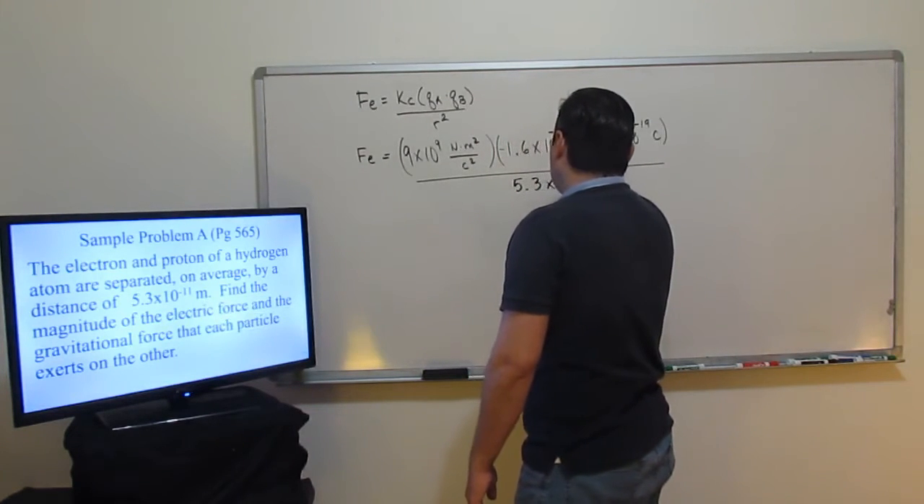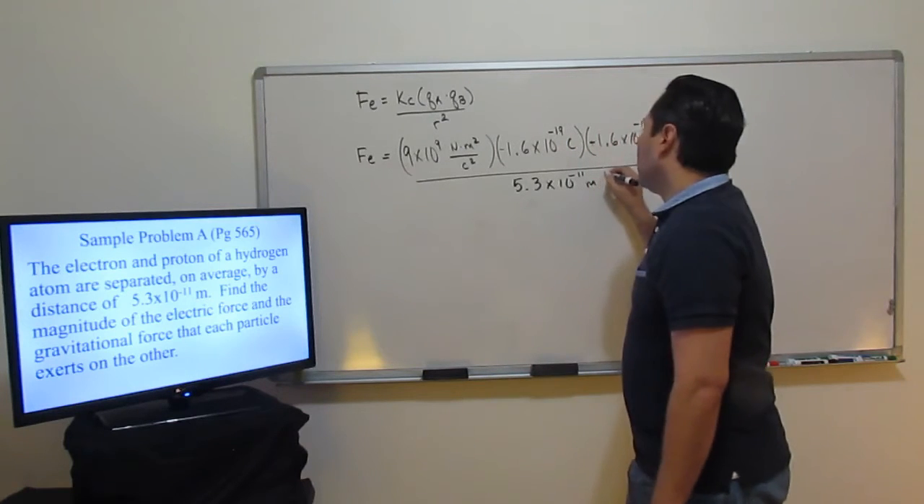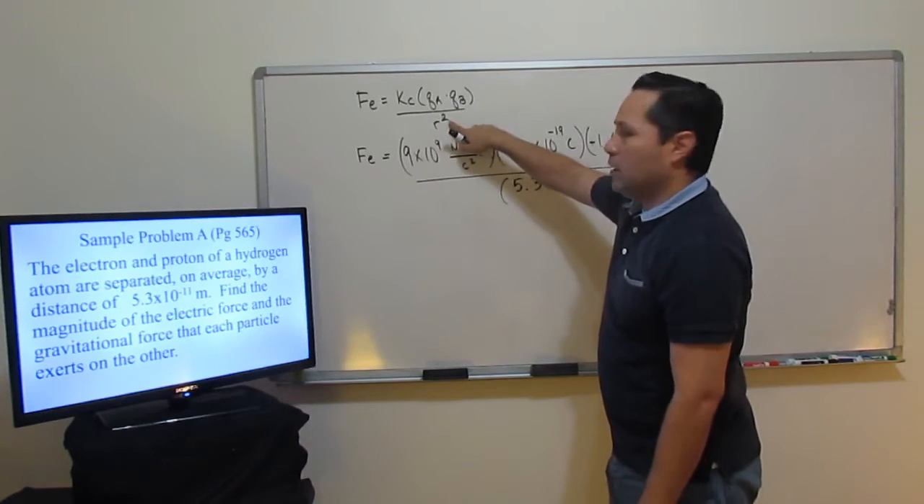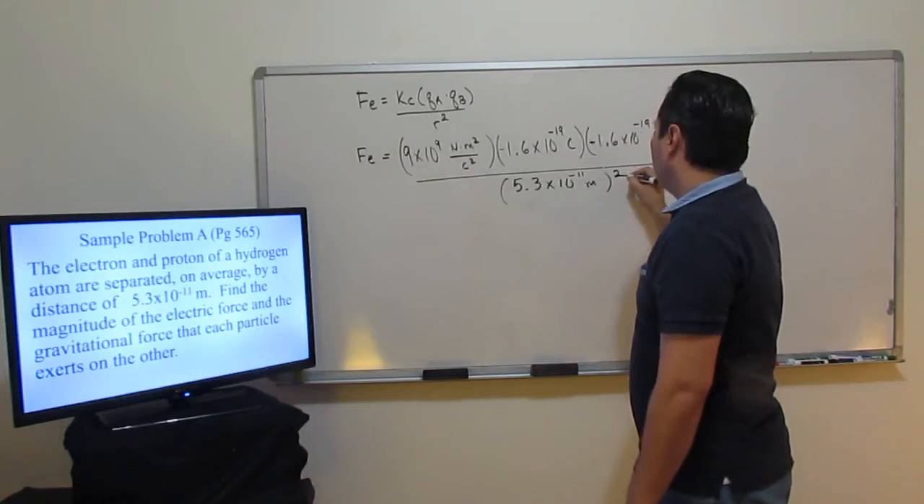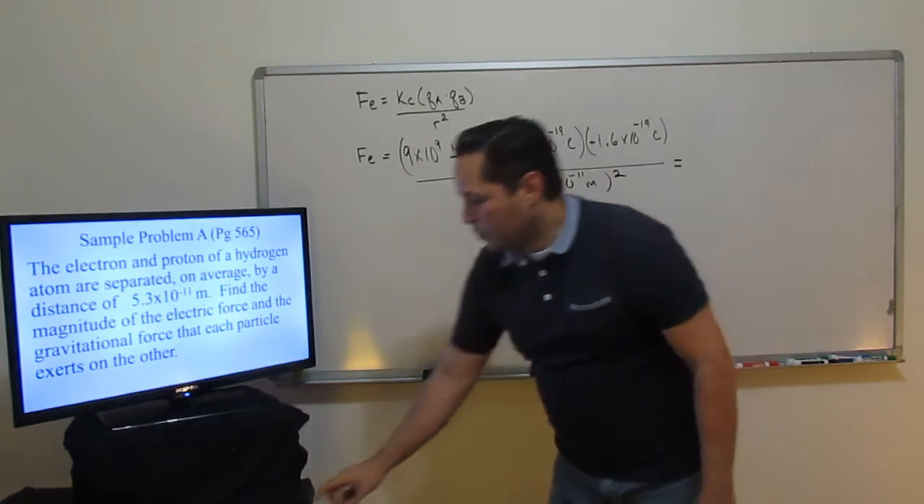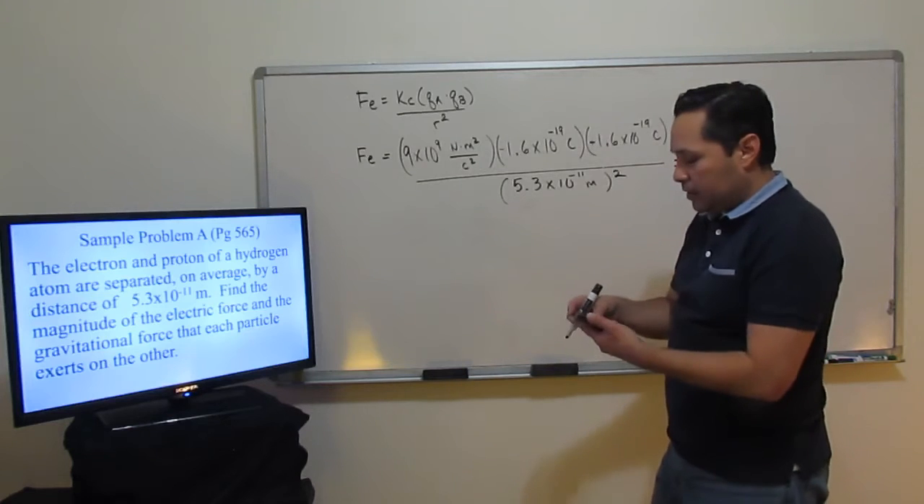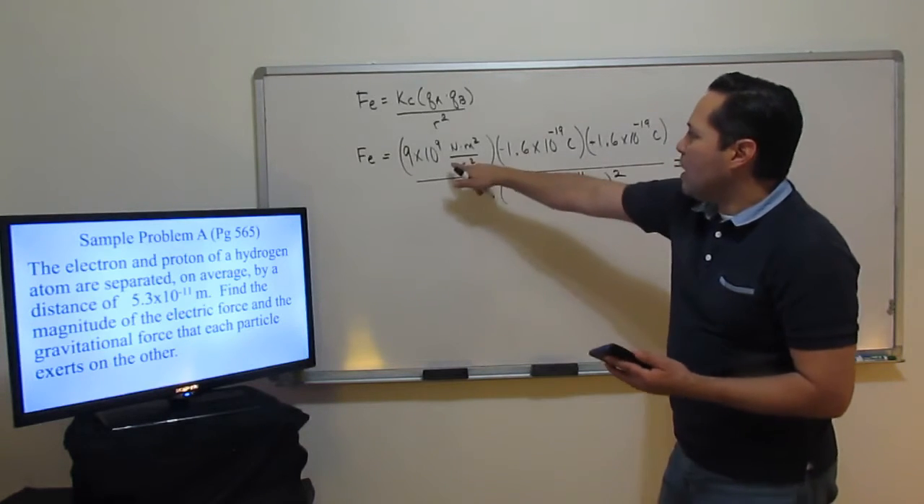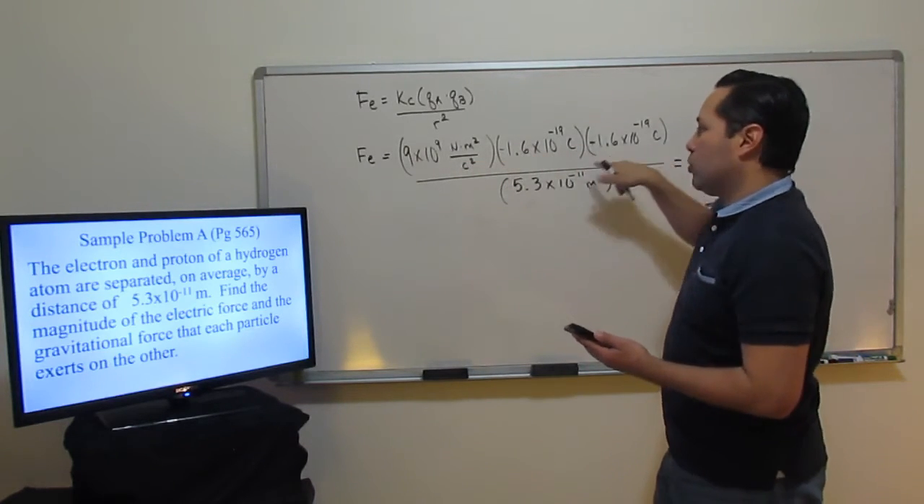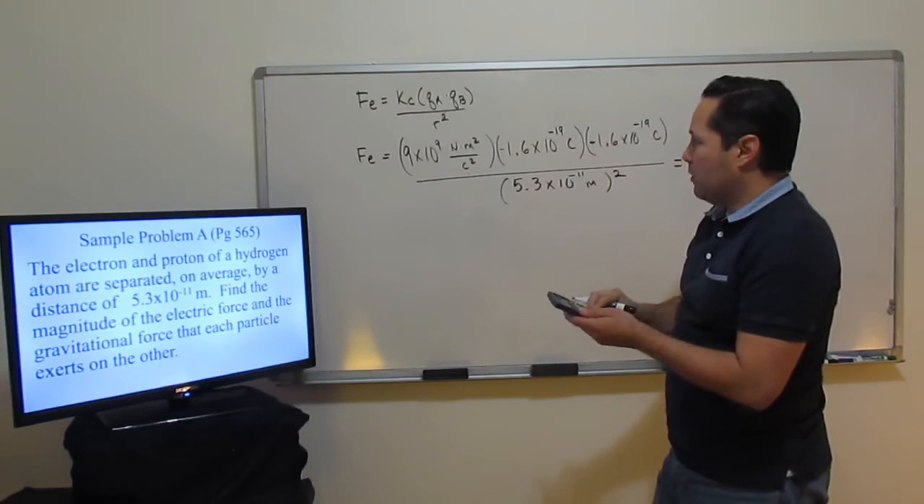5.3 times 10 to the negative 11 meters. And do not forget that that is squared. Alright. Now some of my students like to put all of this at once into the calculator. I prefer to go step by step. I'm going to multiply all the numerators together, then take care of the denominator, and then finally divide.